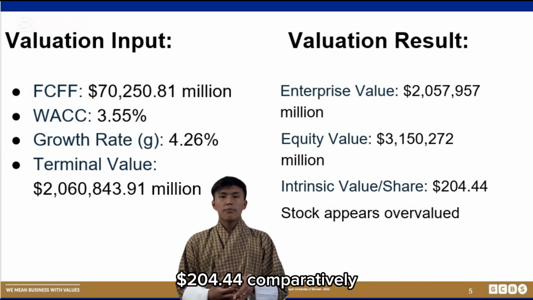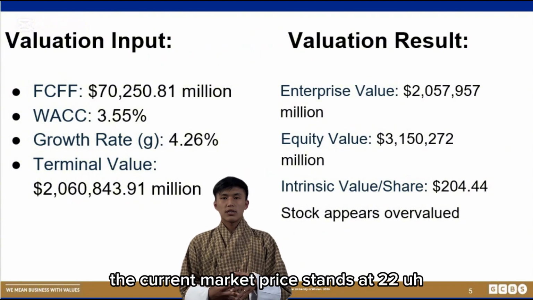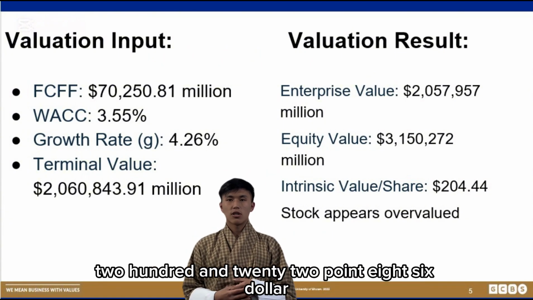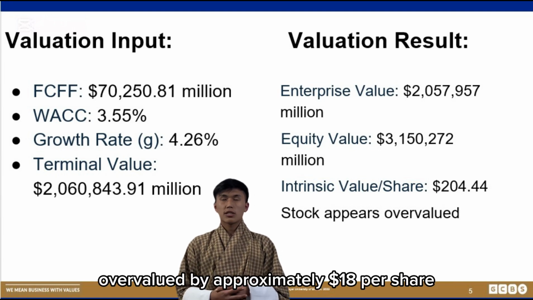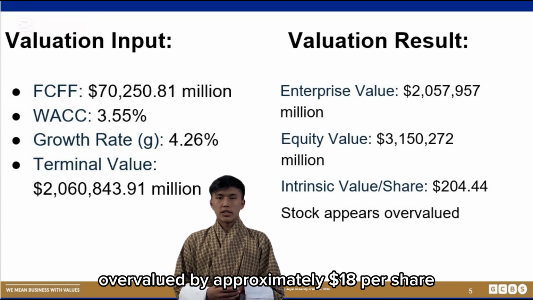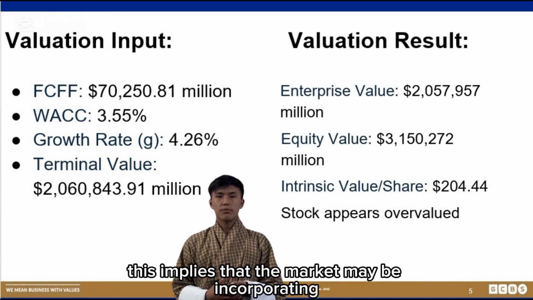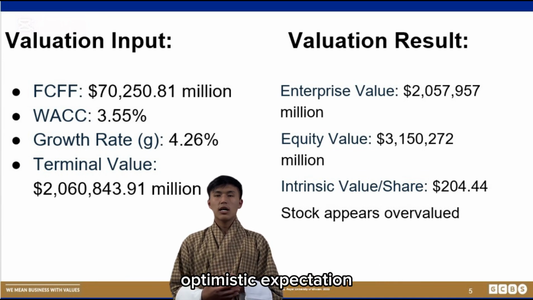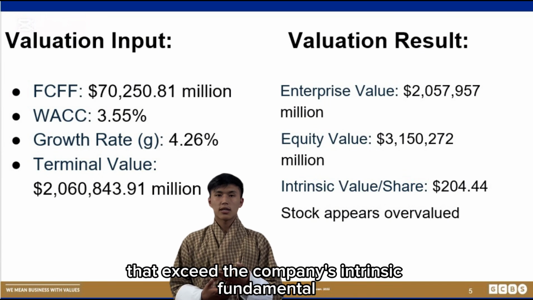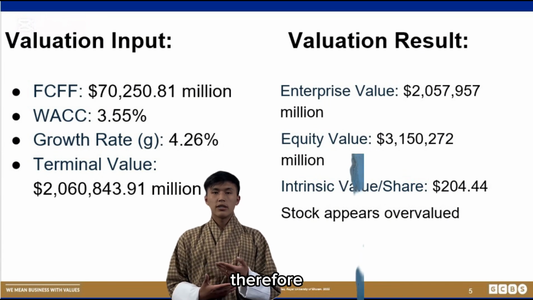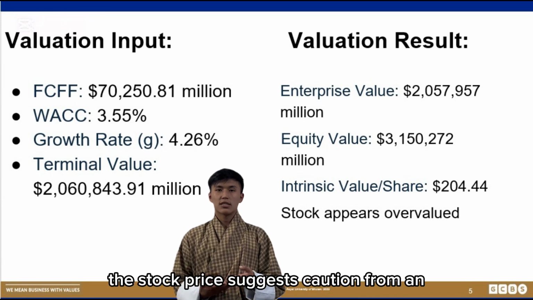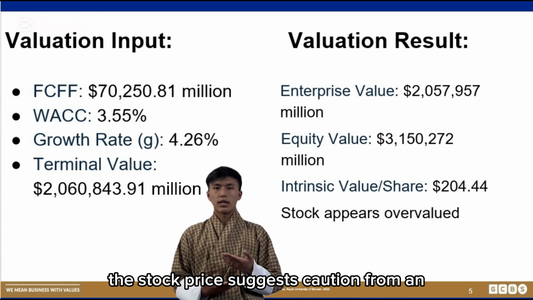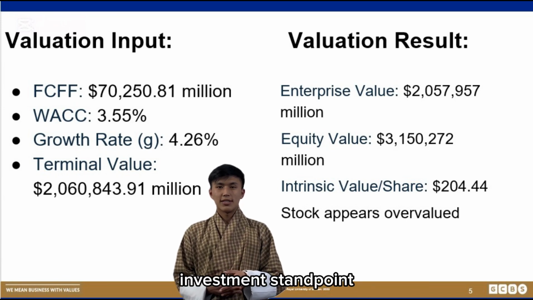Consequently, the intrinsic value per share is determined to be $204.44. Comparatively, the current market price stands at $222.86, indicating that Apple stock is overvalued by approximately $18 per share. This implies that the market may be incorporating optimistic expectations that exceed the company's intrinsic fundamentals. Therefore, while Apple maintains strong financial prospects, the stock price suggests caution from an investment standpoint.